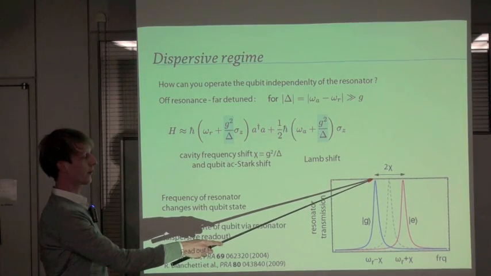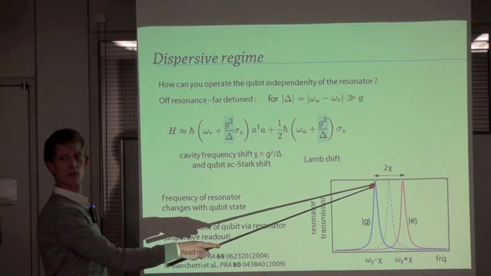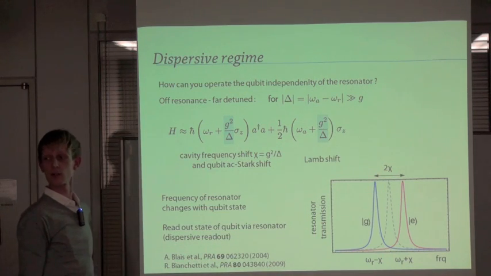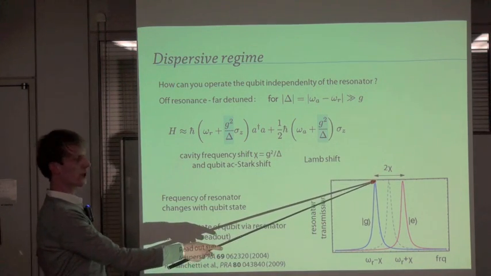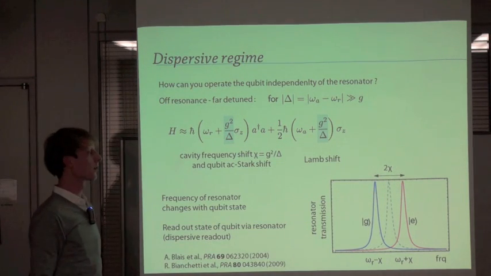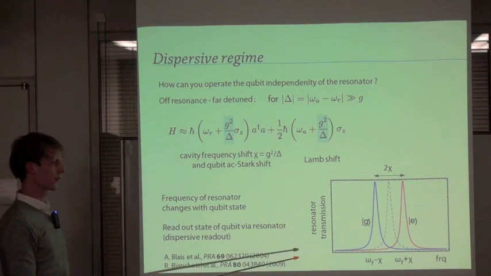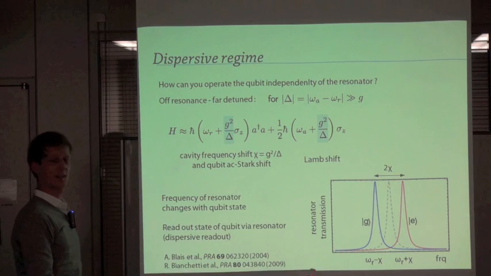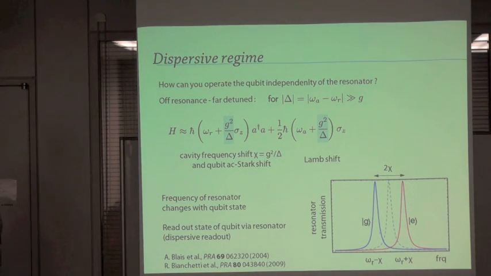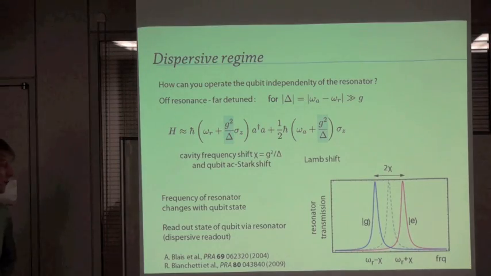And if the lines are narrow enough, what we do is we measure here what the transmission is. Now, if the qubit is in the ground state, we measure full transmission, and we know by measuring the resonator that the qubit is in the ground state. But if we measure here and get no signal at all, we know that the qubit is in the excited state. So we use this qubit state-dependent frequency shift of the resonator to determine the state of the qubit. This is what's called the dispersive readout.